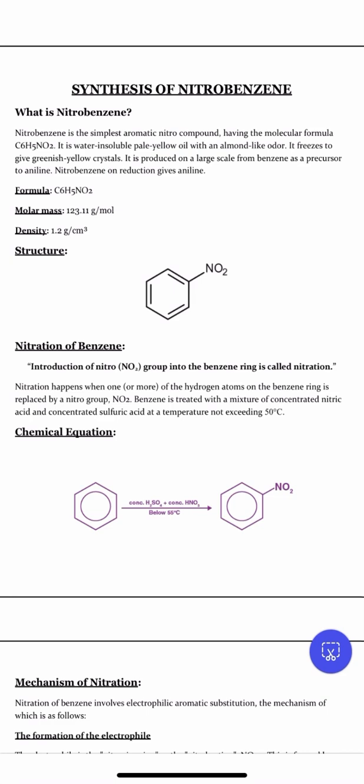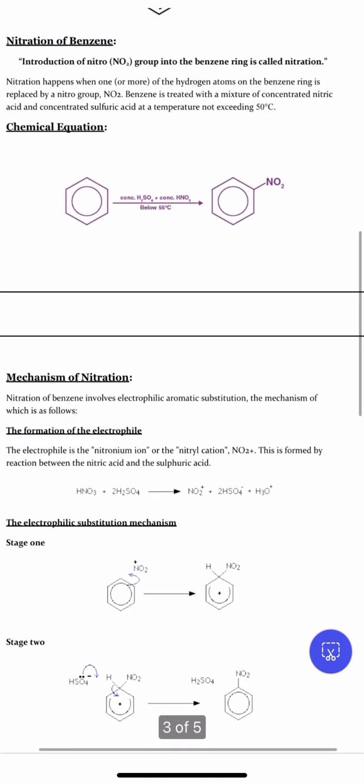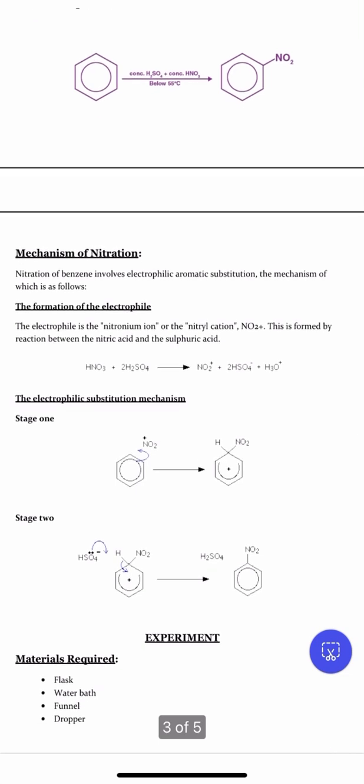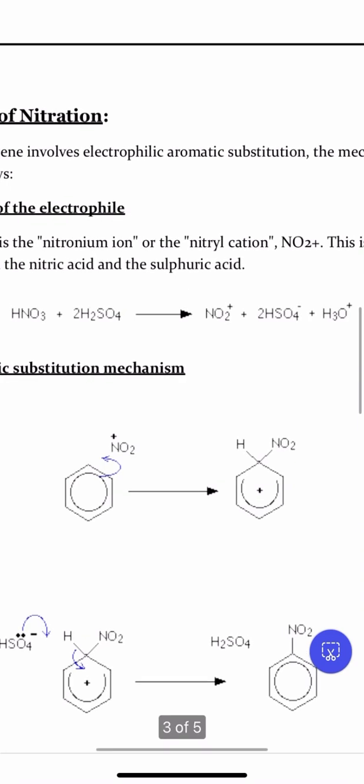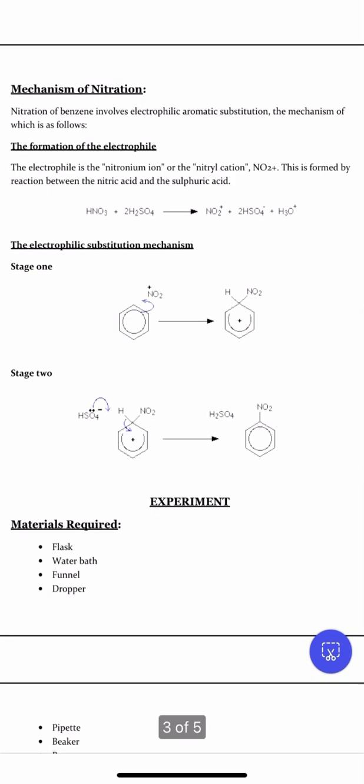So as you can see in the chemical equation, benzene is our starting reagent, and a mixture of concentrated sulfuric acid and nitric acid is used, and as a result we will get our desired product. The mechanism of nitration is electrophilic aromatic substitution. It is basically a two-step reaction. In the first step, the formation of the electrophile occurs, and our electrophile will be the nitronium ion, NO2+. This NO2+ gets attached onto the benzene ring through the following electrophilic substitution mechanism.